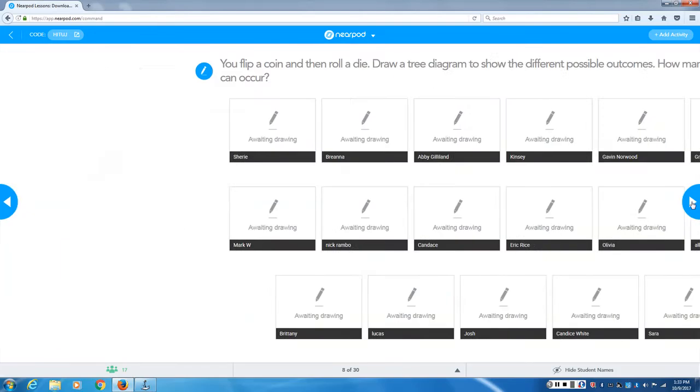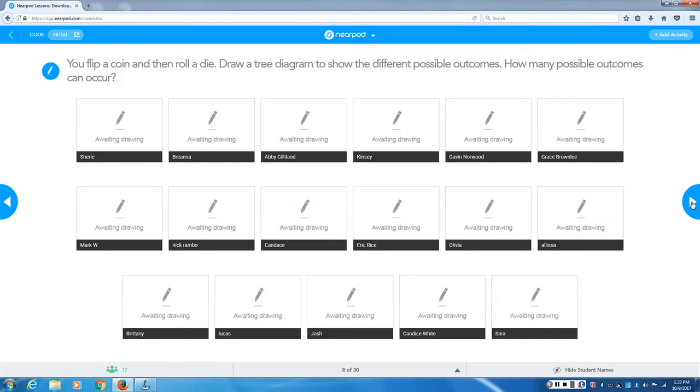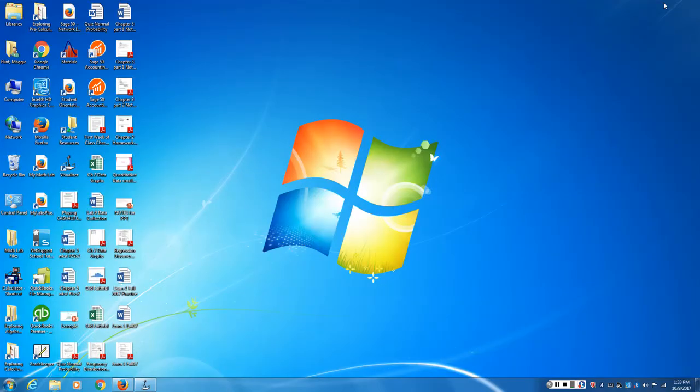And we're going to talk here about something called a tree diagram. Maybe not. Maybe I'll talk about a tree diagram. Let me demonstrate a tree diagram before you do this.